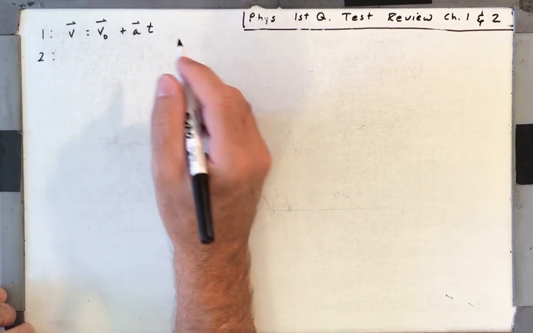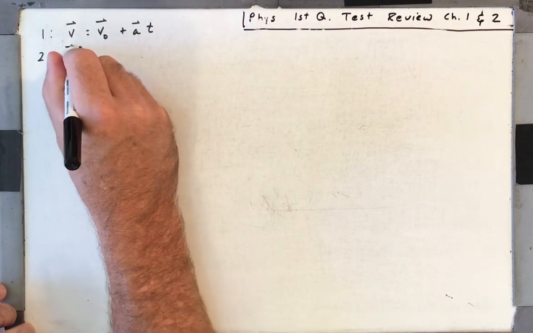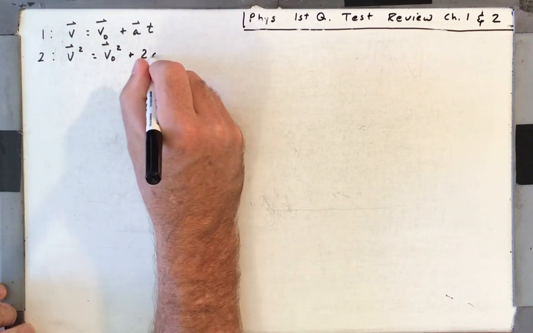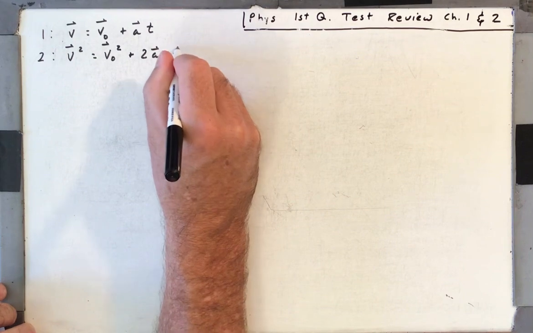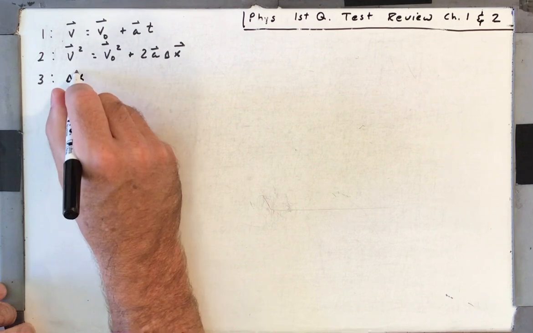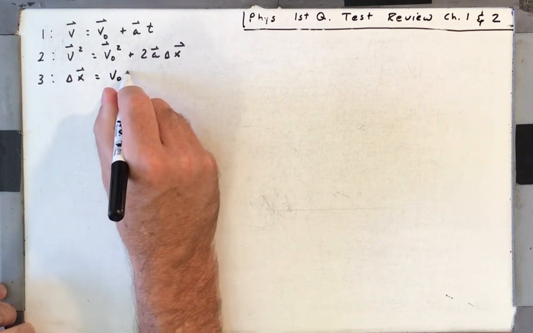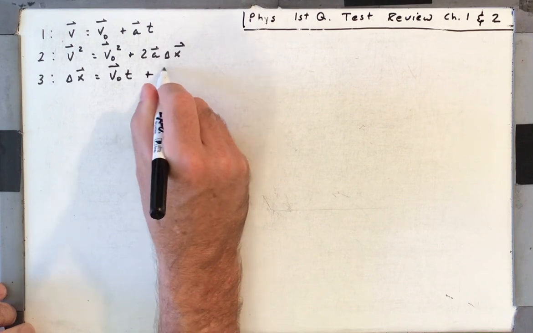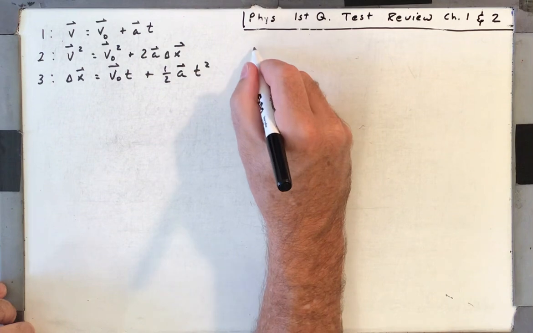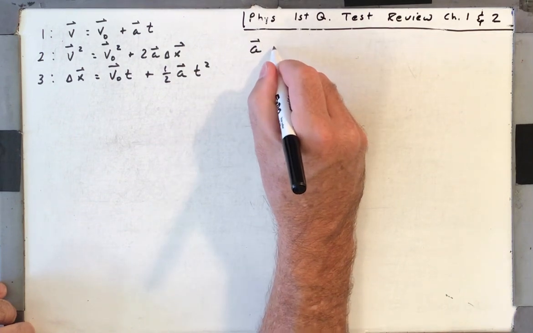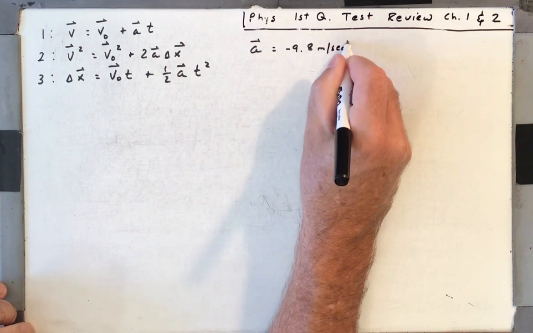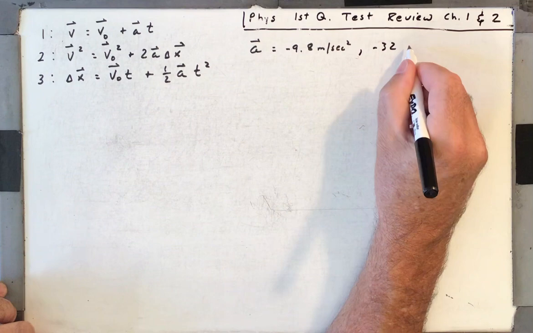All right. Equation 2 was final velocity squared is equal to initial velocity squared plus 2 times acceleration times delta x. And then equation 3 is delta x is equal to v naught t plus 1/2 acceleration times time squared. We can't forget that the acceleration due to gravity is negative 9.8 or negative 32.